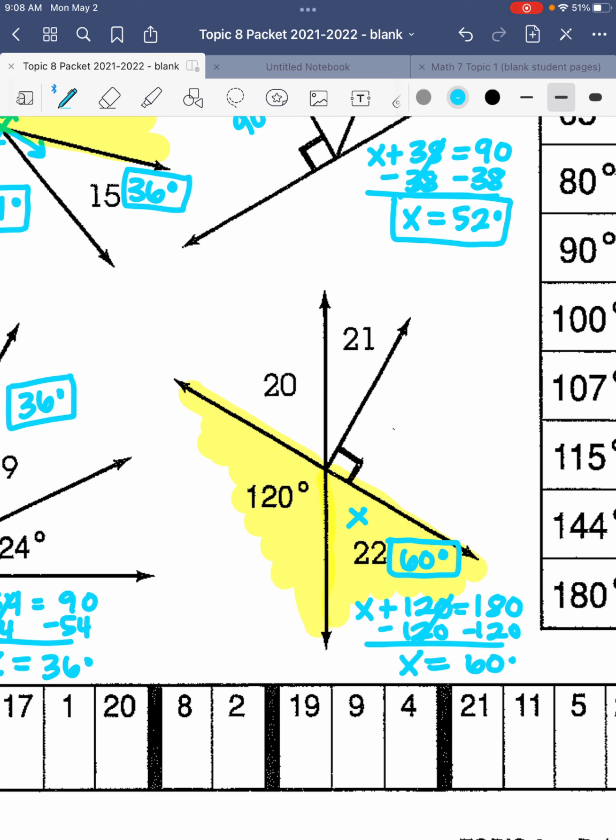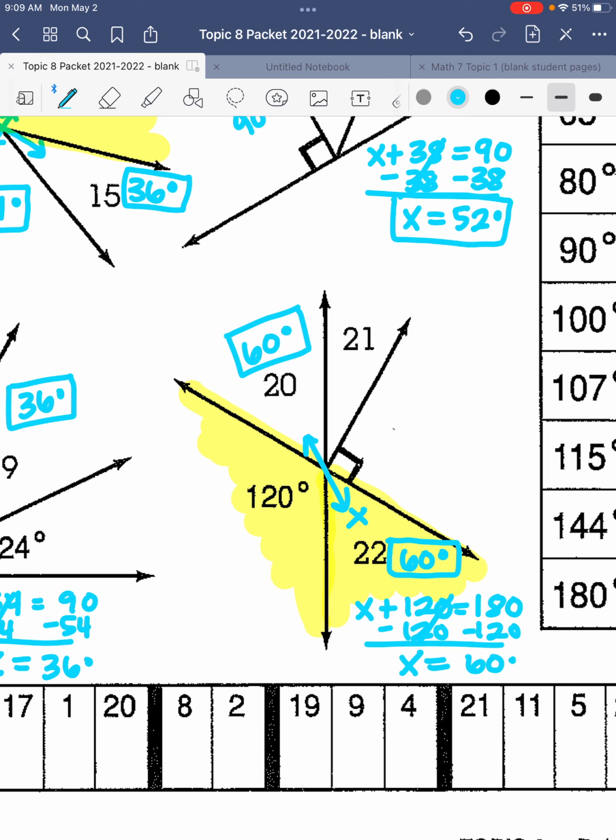Well, notice angle 22 and angle 20 are directly across from each other. They're vertical angles. They're congruent. That means they have the same angle measure, so angle 20 is also 60 degrees. So now I just need to figure out angle 21.